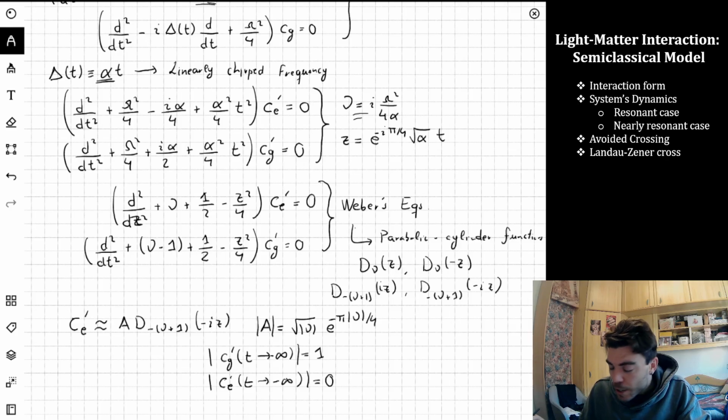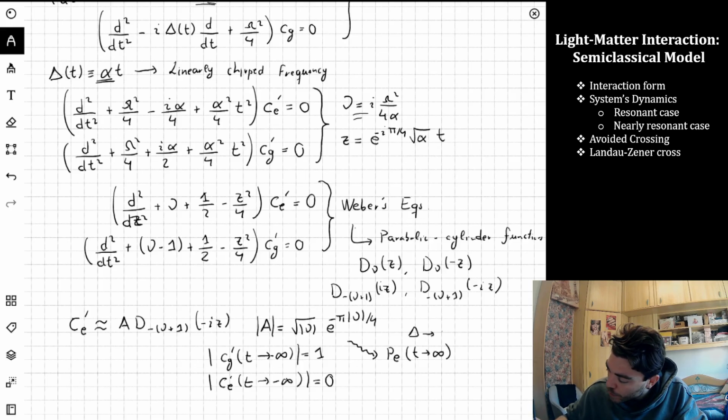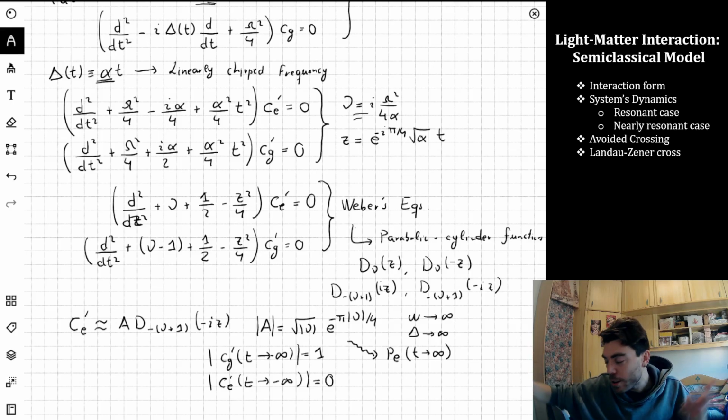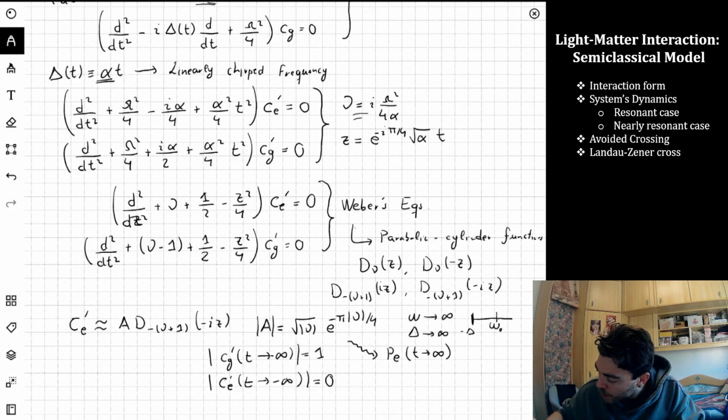Alright. So then, because of this solution, one can argue that when one calculates the probability of the atom to be in the excited state as t goes to infinity, which means that delta goes to infinity, because omega is going to infinity. Infinity is a mathematical way of saying that it's very large. So you started here, let's say, with a certain delta, then you crossed the transition, omega 0, and then you are really going farther away. So what is the stationary state at the very end?